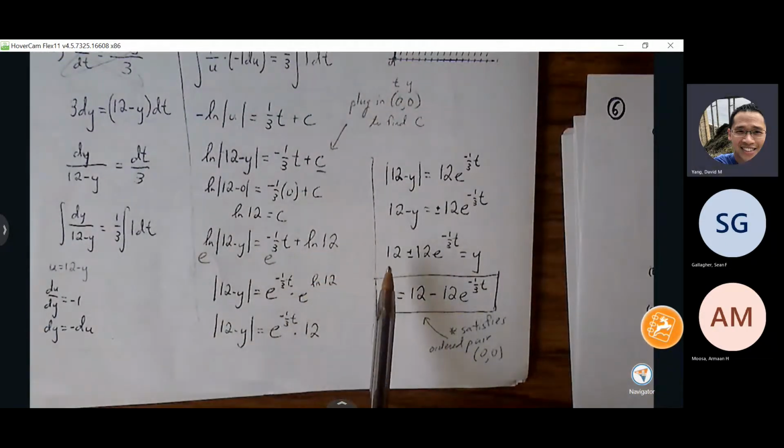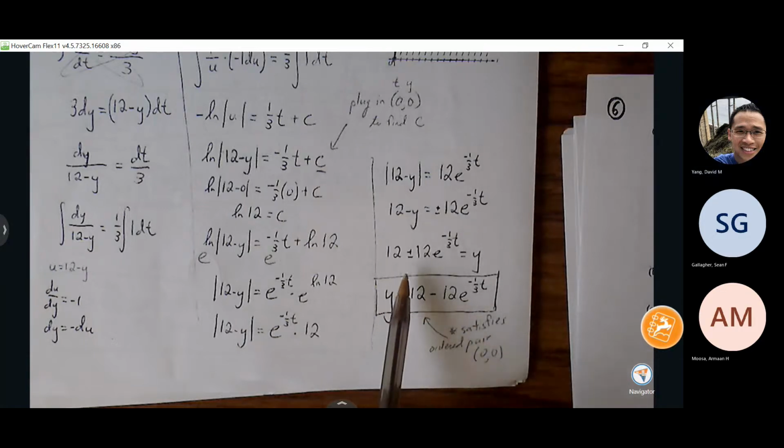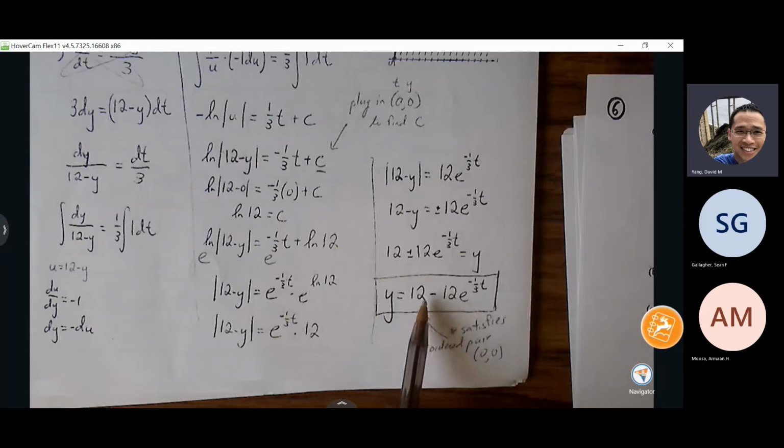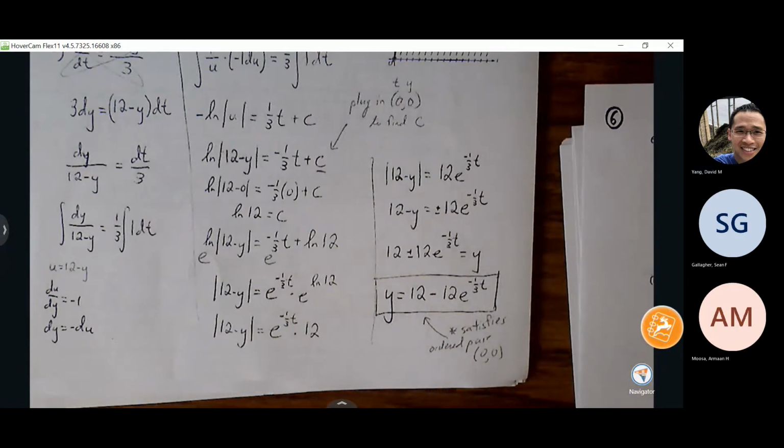Now, which one do we choose between the plus or minus? We want to see which one satisfies the ordered pair 0, 0. So if I plug 0 in for t, with the minus I do get everything cancelling out to be 0. But if it's plus, then I get 12 plus 12, and that's not going to be 0. So that's part C.